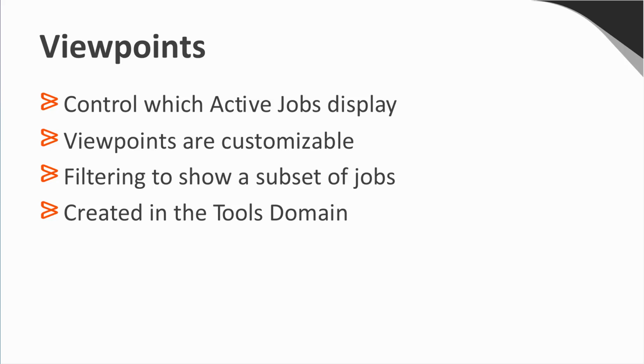In the viewpoints, as we said before, it controls which active jobs display. You can customize the viewpoint. You don't have to see all the jobs. You can change the viewpoints to show a subset of jobs, such as jobs that contain specific text in the name, such as report, or on the job status, such as all the jobs that ended okay. The viewpoints are created and maintained in the tools domain. In the viewpoint demo, we'll look at how to create several different viewpoints: one for jobs that ended not okay, and one for jobs that have report in the title. After we look at the viewpoints, we'll look at history.